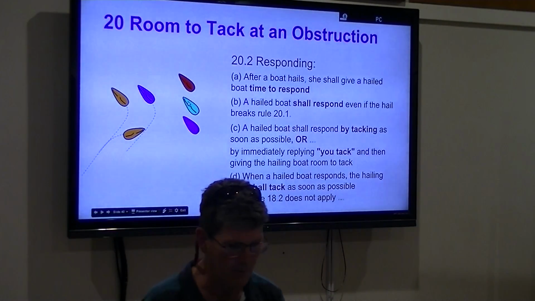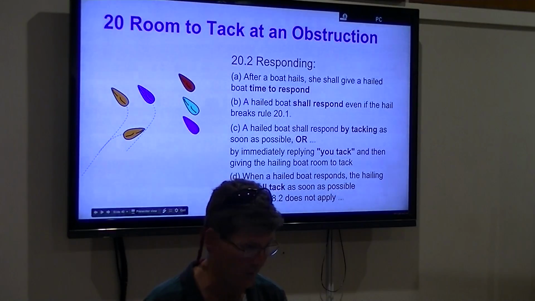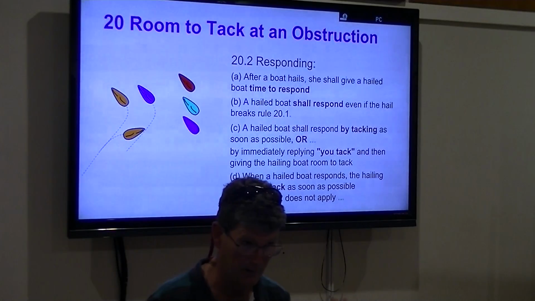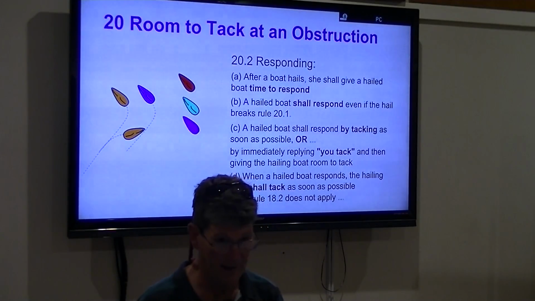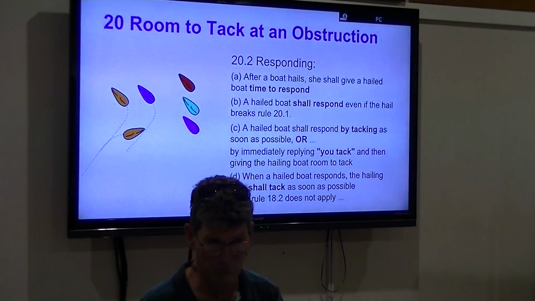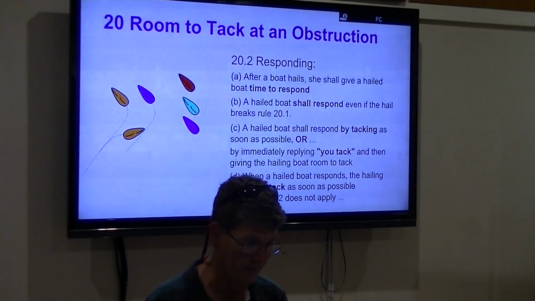And once this has happened, Rule 18.2 doesn't apply. So once someone's hailed, until such time as those actions have taken place, the hailed boat has responded and the hailing boat has tacked, that turns off 18.2. So if there was a mark involved or anything like that, mark room, that's all switched off.